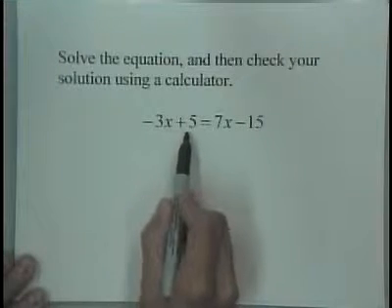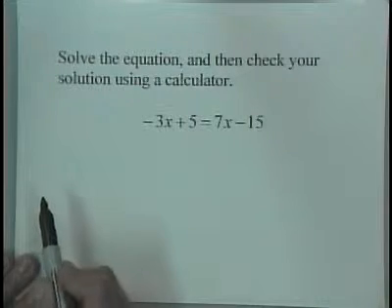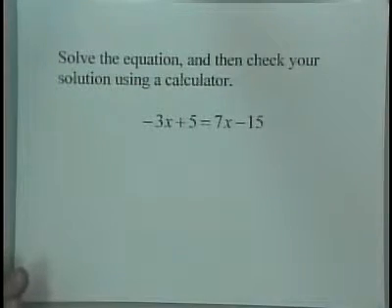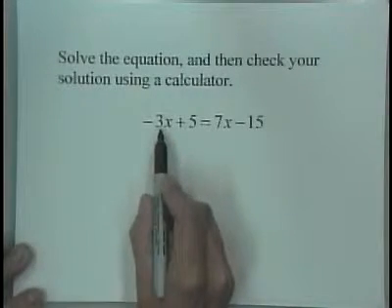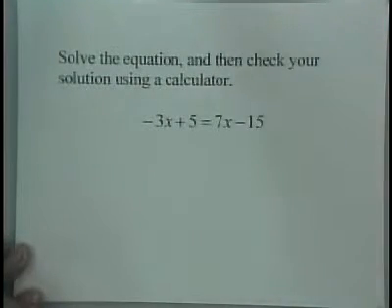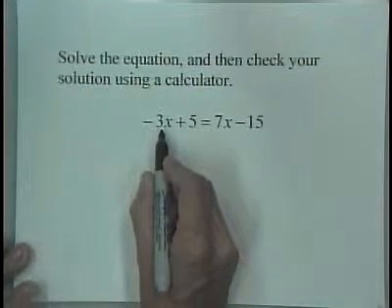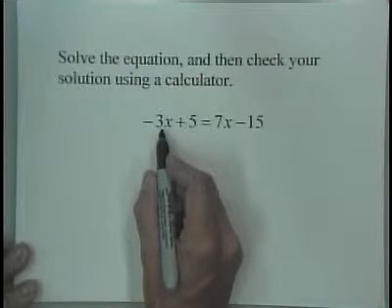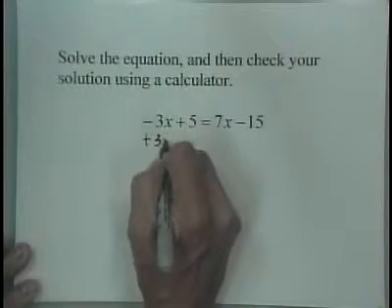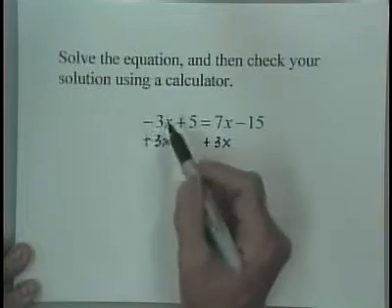The equation that we see is negative 3x plus 5 equals 7x minus 15. And on page 18 in your book, you'll see the procedures that we're going to use, the addition and multiplication properties of equality. First of all, I want to put my variables together on the same side of the equation. In order to do that, I'm going to add the same amount to each side of the equation using the addition property of equality. I'm going to add 3x to each side of the equation.